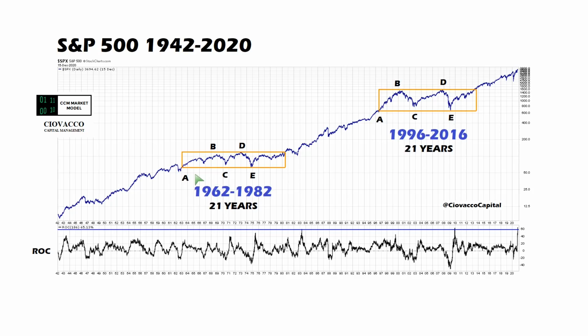In both cases, we go from point A to point B, and point B is a little bit lower than point D. Notice in both cases, when we come from B to C, C is higher than point E. When we come from point B to C, the low at C is higher than the low at E.